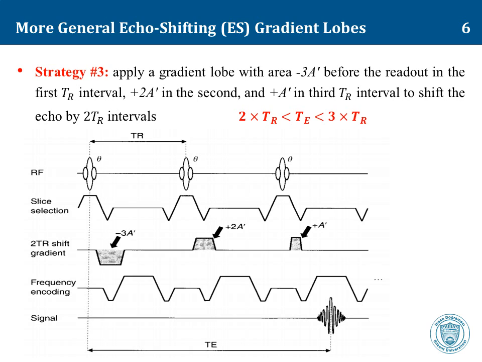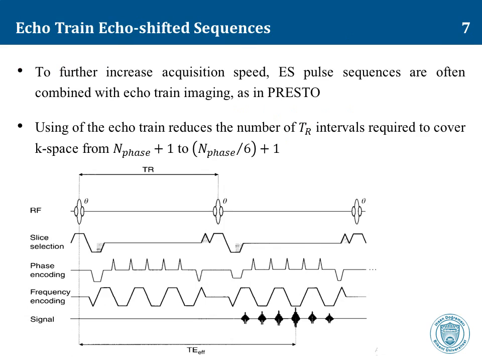For example, as shown in this slide, to shift the echo by 2 TR intervals, an additional gradient lobe with area minus 3 times of A' can be played before the readout in the first TR interval, 2 times of A' in the second and A' in the third TR interval. The entire cycle then repeats every 3 times of TR intervals, so TE is greater than 2 times of TR and is lower than 3 times of TR.